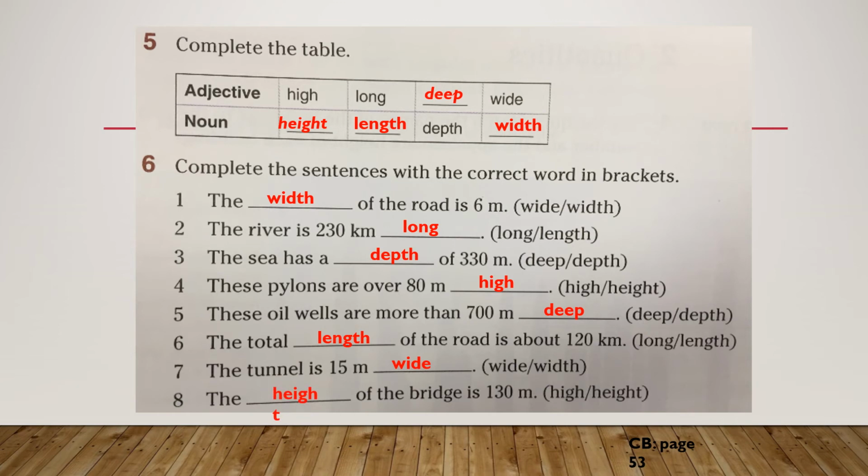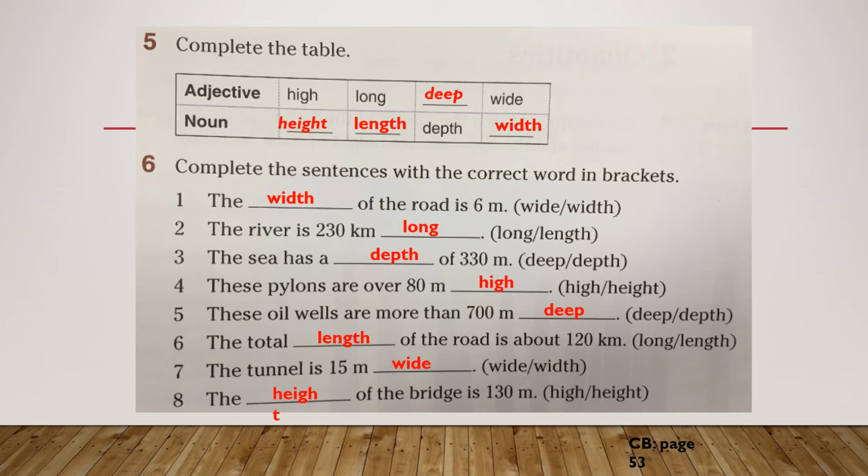Okay, so we notice that in number 1 we used the, and after that we use the noun. The same as in number 3, we use the noun after a, so a depth, a width, and so on. The width, the depth, the total, like in number 6, the total length, the total width, the total height. Of course, the same in number 8, the height, the width. So we use the noun after the, a, and the total.